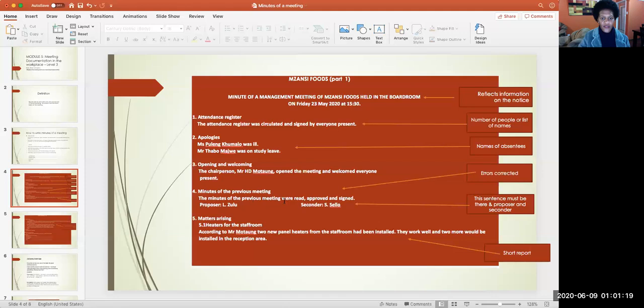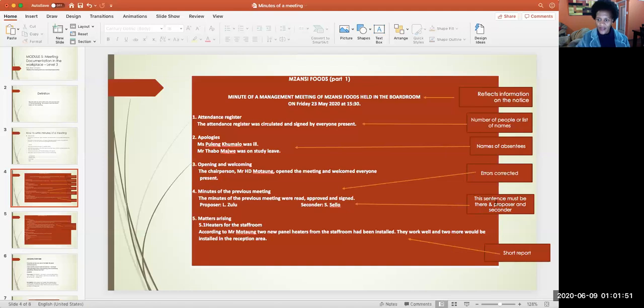All the minutes of the previous meeting were read, approved, and signed by the chairperson or the secretary, in this case. You must correct the errors. If there were errors, that's where you correct the errors in the minutes of the management meeting. You correct the errors, and the sentence must be there.